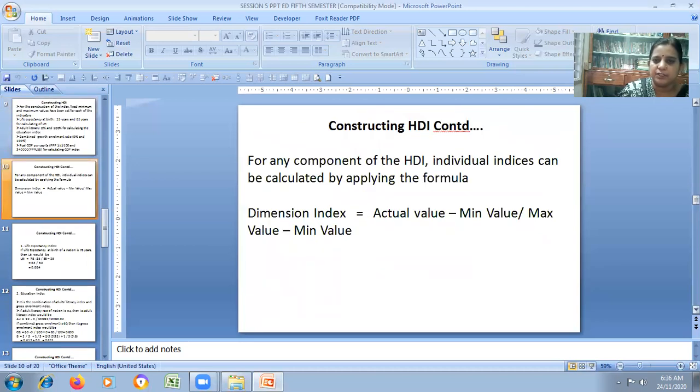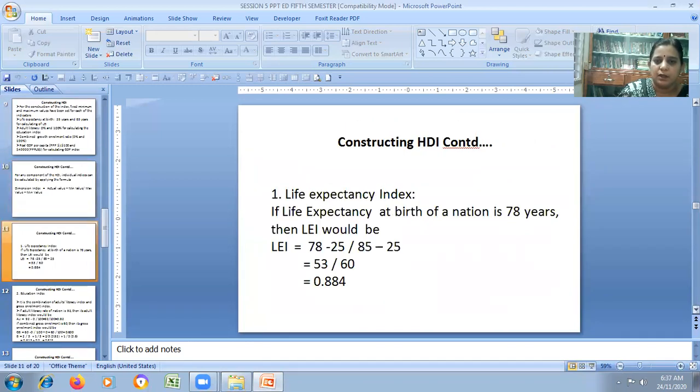For any component of the HDI, individual indices can be calculated by applying the following formula, that is, dimension index is equal to actual value minus minimum value divided by maximum value minus minimum value. Now let us work out with an example.